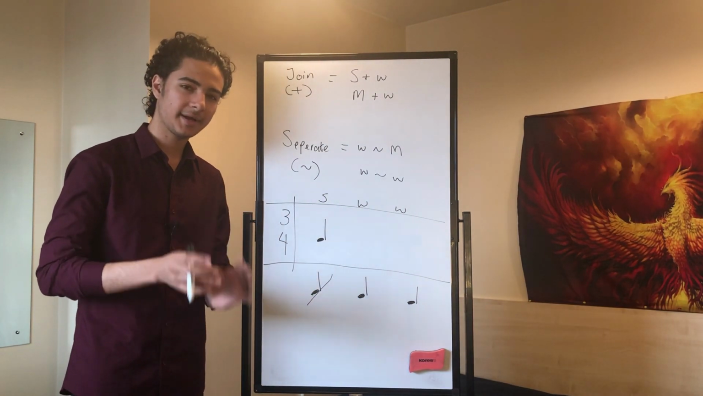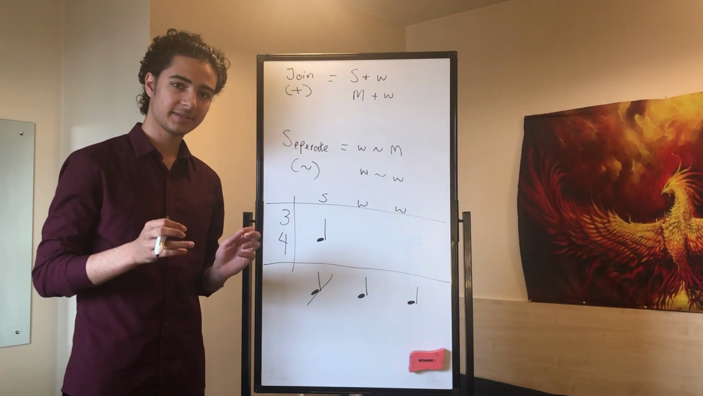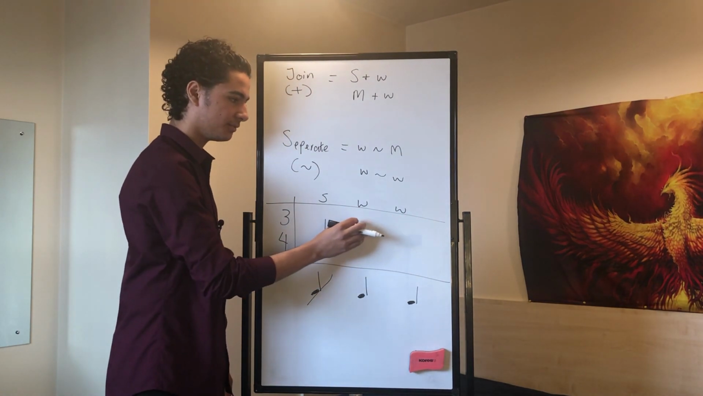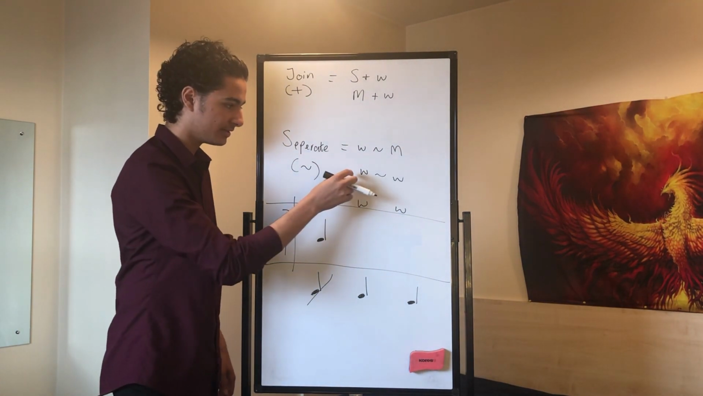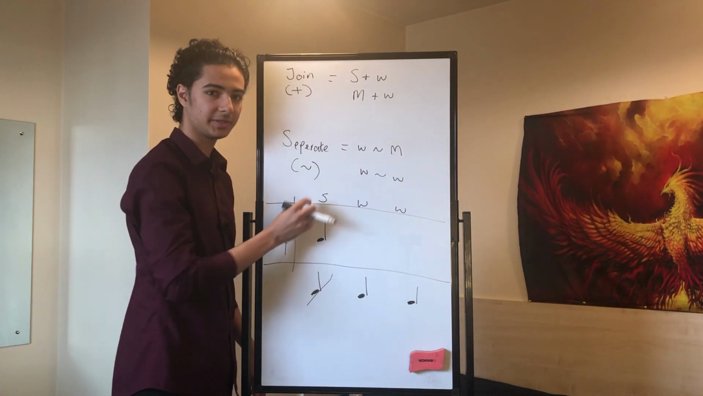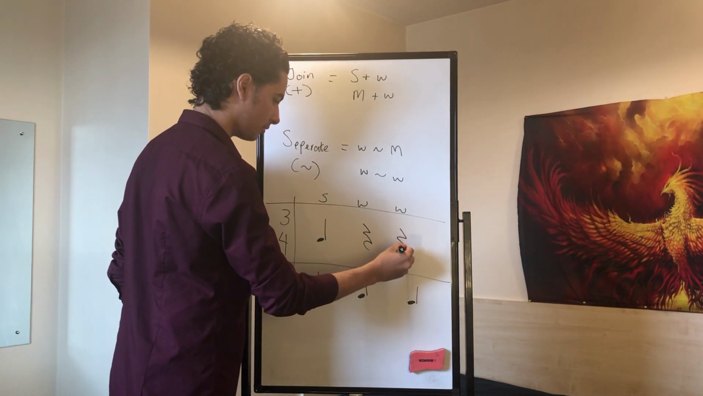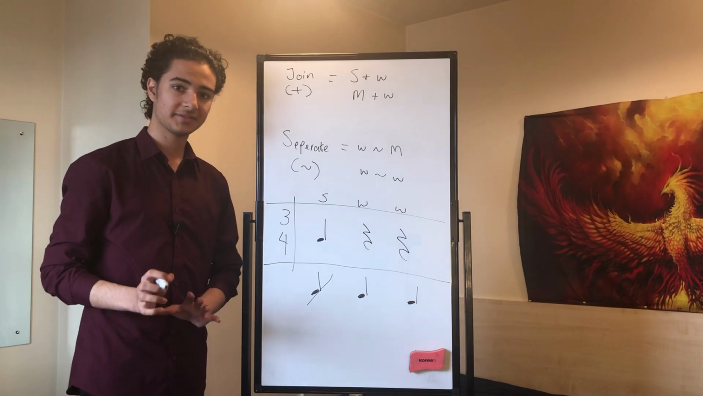Now the reason you're not going to find a minim rest, which is worth 2, is because you do not join together 2 weak beats. You separate them. That's this rule over here. So for that reason, you're going to have 2 separate crotchet rest beats.